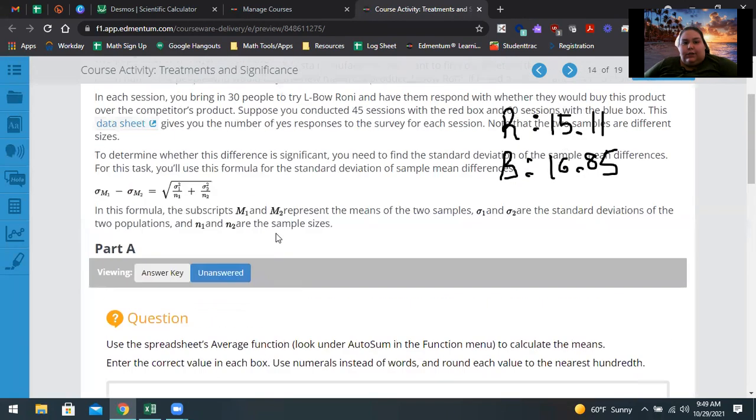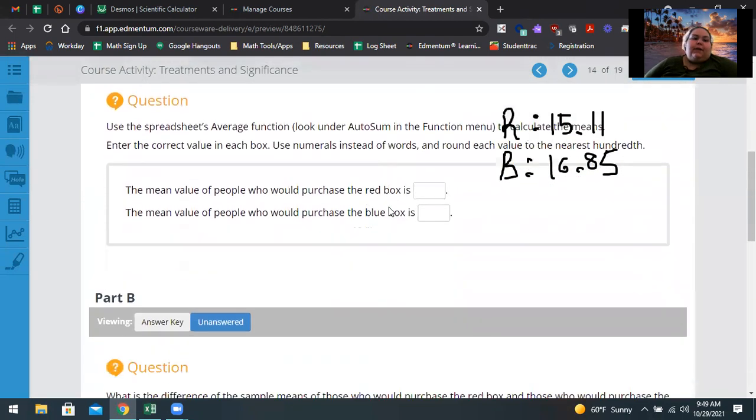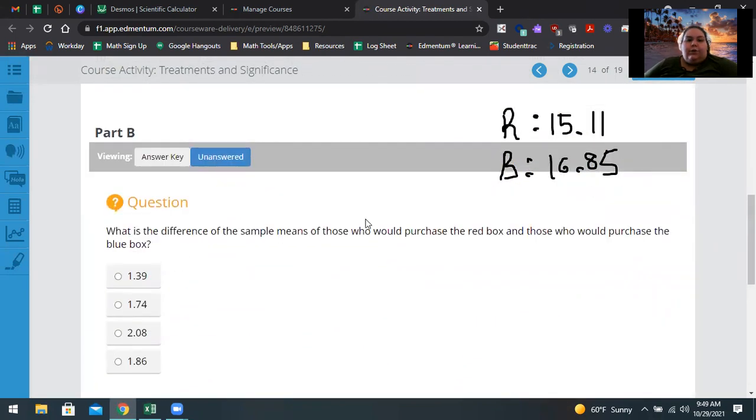Now, what I didn't mention beforehand was we went straight into the data sheet, but we're going to use this information for the very last question. But I'm going to have you work on part B on your own. So it says, what is the difference of the sample means? So these two values, what's the difference between them? Or in other words, you're going to go ahead and subtract them.